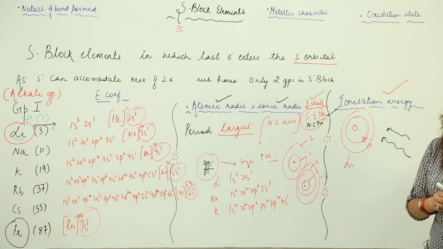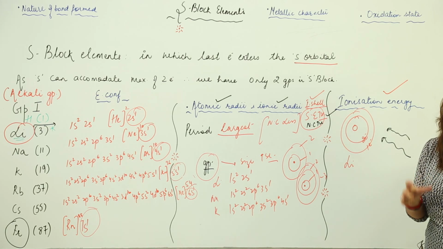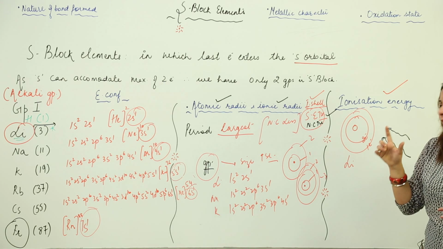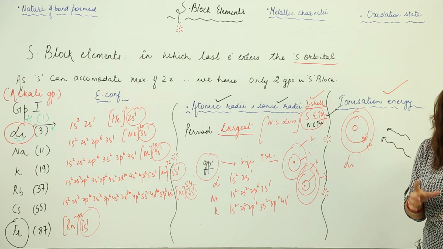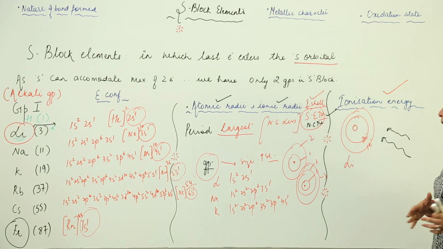And that energy is particularly called ionization energy. That is the amount of energy required to remove the most loosely bound electron from the valence shell of an atom when it is present in a gaseous state. You are aware of the definition, we already did it in periodic classification.